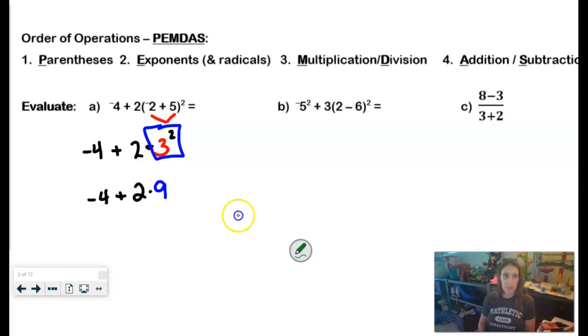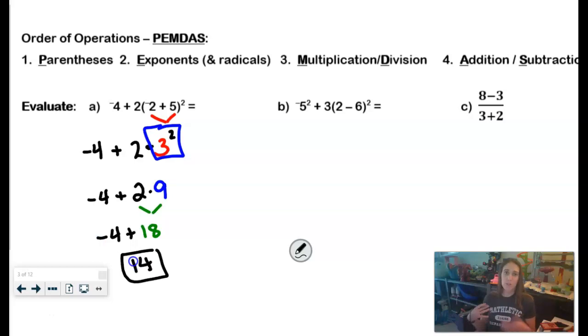And then multiplication would come next. 2 times 9 is 18. And then -4 plus 18 would give us a 14. So the idea is now that we're in Algebra 2, we should be able to do those kind of quickly, but these are places where kids tend to mess up if they're going too quickly or they're not thinking about it, especially if it's written in a way where it kind of tricks your brain.